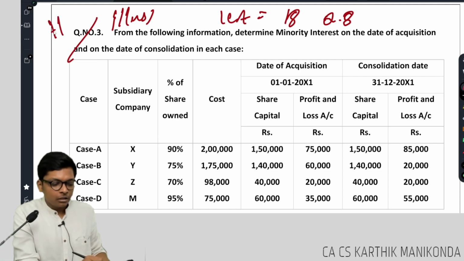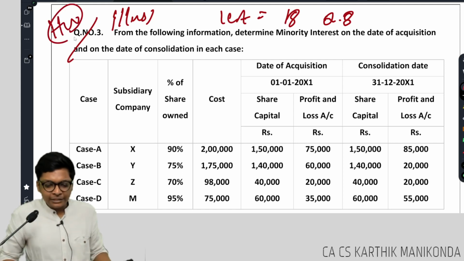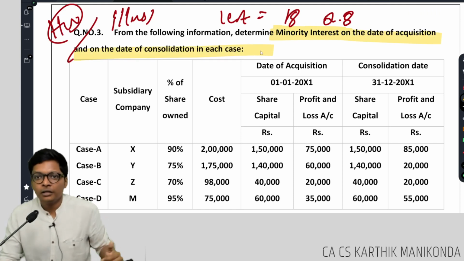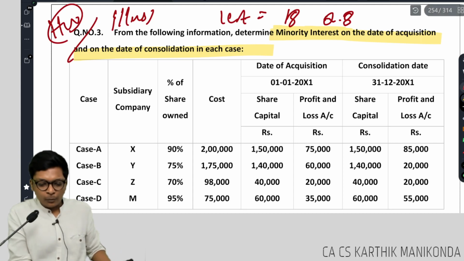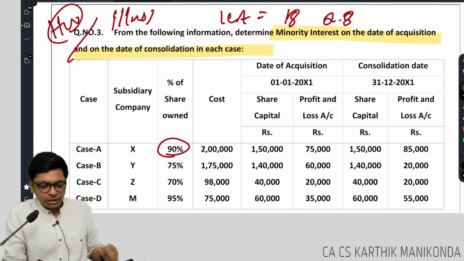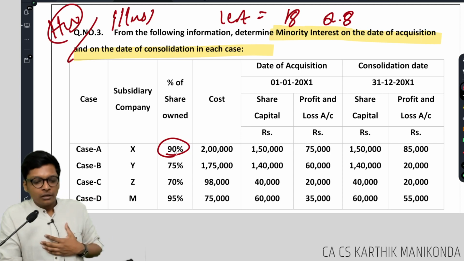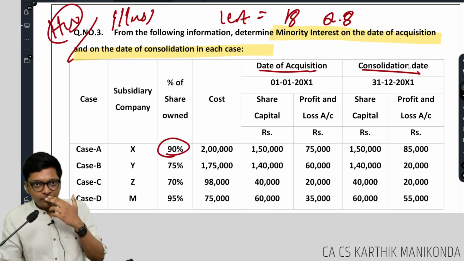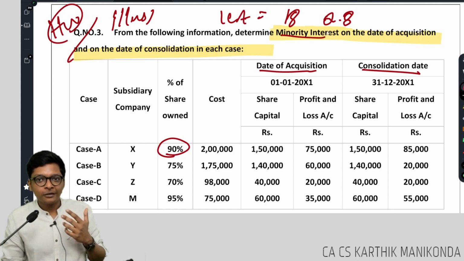So this is going to be homework. What they're asking you to compute is determine minority interest only. They are not even asking goodwill. You can compute it still. I will do it for one case if you want. How to compute minority interest? If it's 90%, quickly on the face of it. Which date, acquisition or consolidation? Minority interest is which day?